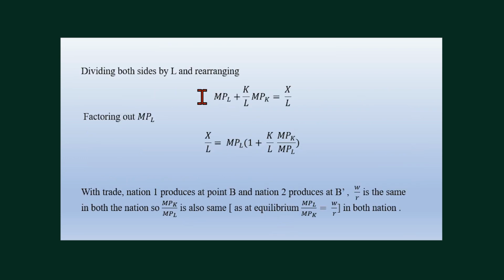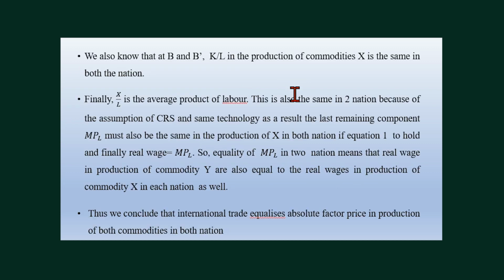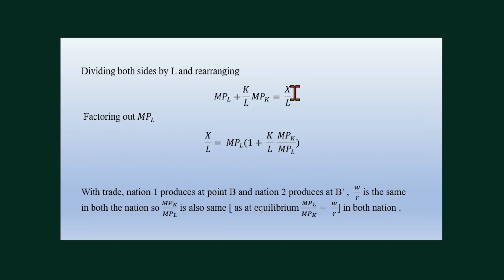We can adjust this equation by dividing by labor on both sides. We get MPL plus K/L times MPK is equal to X/L. X, the total output of good X, divided by total amount of labor gives the average product of labor. We can take MPL common and we get MPL times (1 plus K/L times MPK/MPL). Nation 1 produces at point B and nation 2 produces at point B dash in our Edgeworth box diagram.